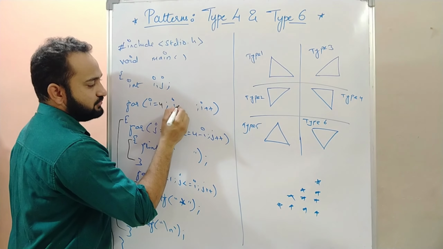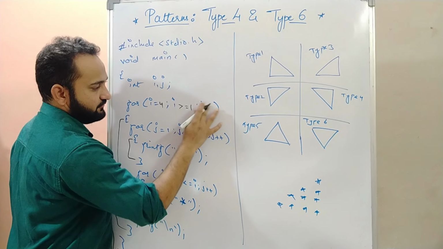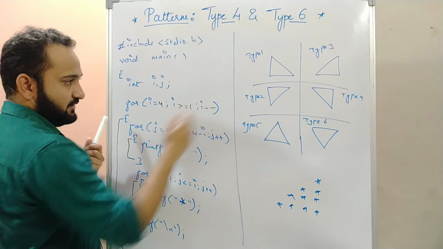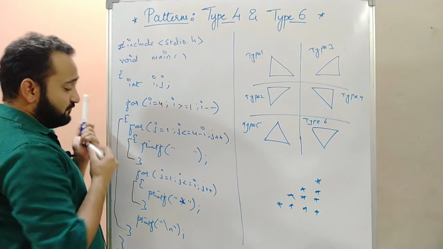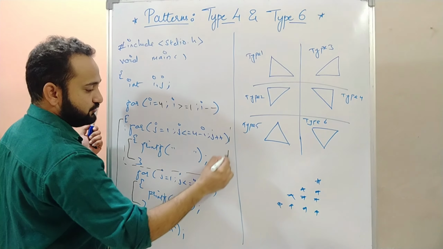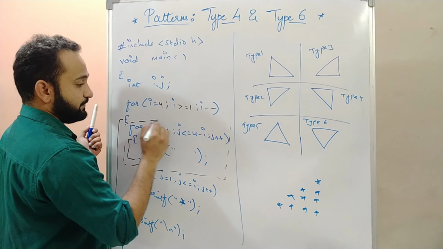So the sign will be changed to greater than or equal to 1. And here it will be i minus minus. I hope you remember this. That is what we have done for type 2. Again I'm repeating, what is added is this for loop that we have used to leave spaces.